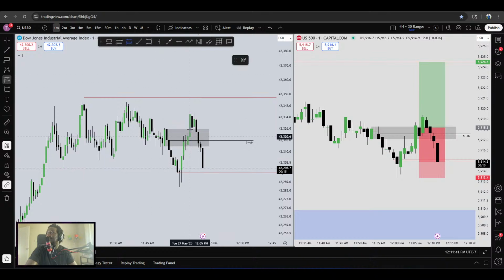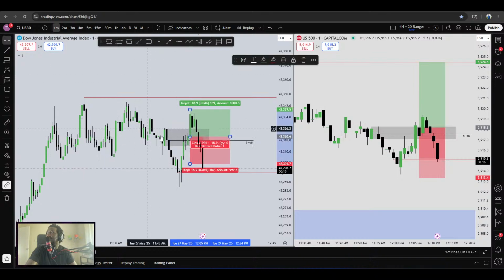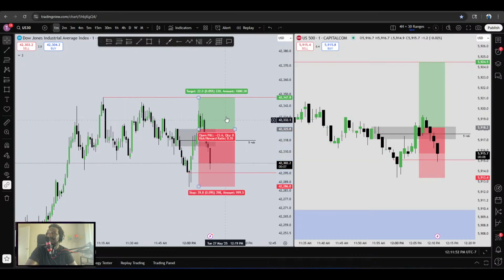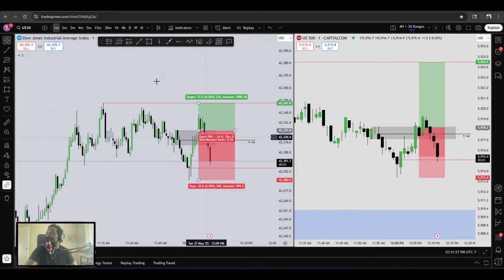This one looks like it's gonna be a straight loser, so I'm guessing US100 didn't want to play those games today, and that will be giving us what, 0.55. I would not have taken that trade. Anyway, let's just see what's gonna happen here.